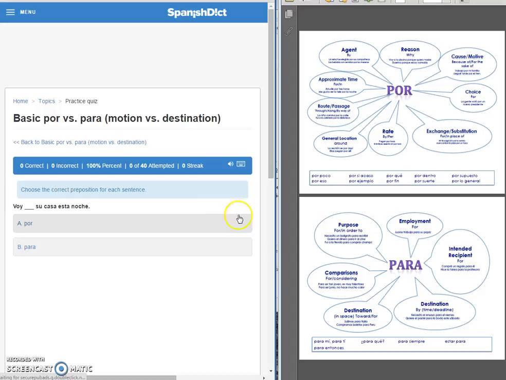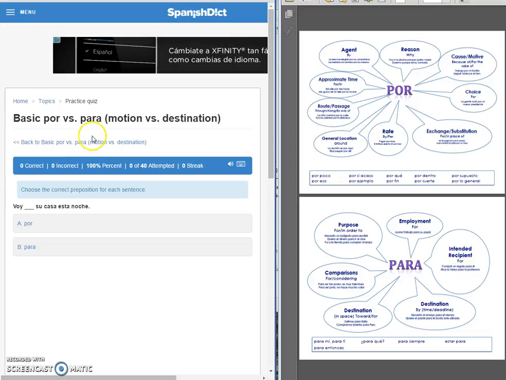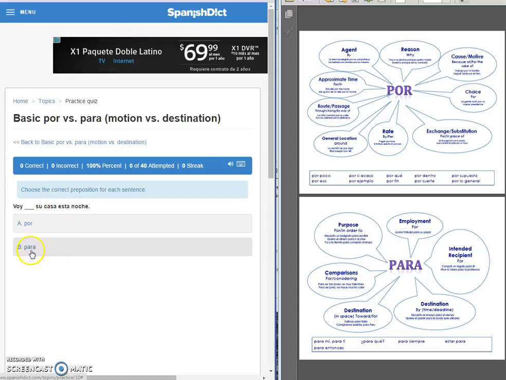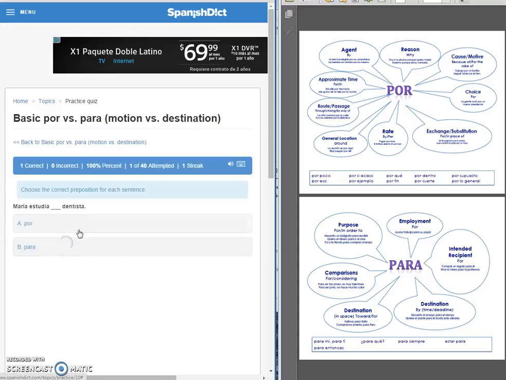All right, so voy blank su casa esta noche. So if I'm going, I'm assuming, to their house, right? I'm not going through their house or by their house. It really could be either one, but let's say that we're going with the destination of their house, which is what they wanted us to do. So para, is the destination.